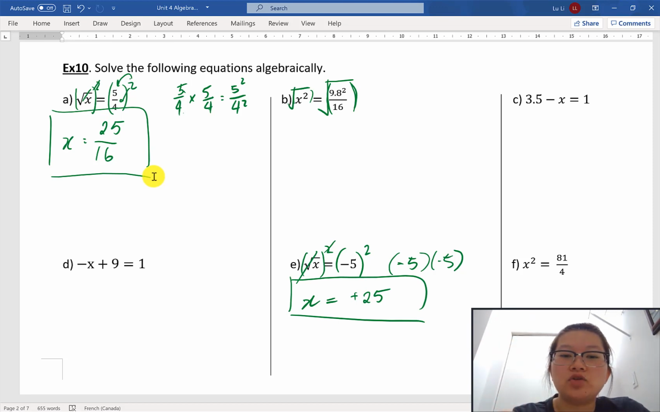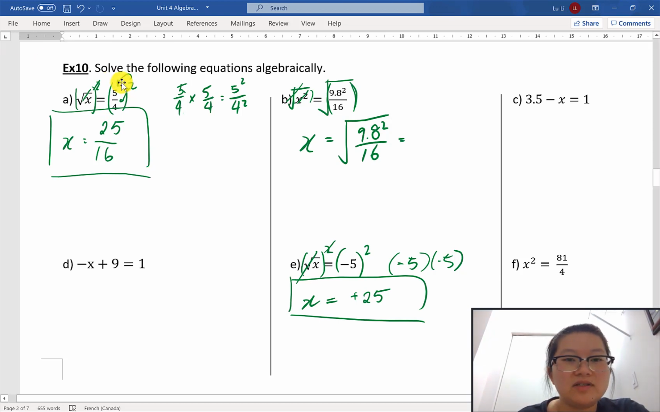So now the square here is going to cancel with my square root. I will just get x is equal to, okay, this is getting a little tricky on the other side. I'll take the square root, and here I have 9.8 squared over 16. And like I've just shown you before, if I'm applying an exponent, your radical sign is kind of like an exponent. You're not going to learn why in grade 9, but you just have to take my word for it.